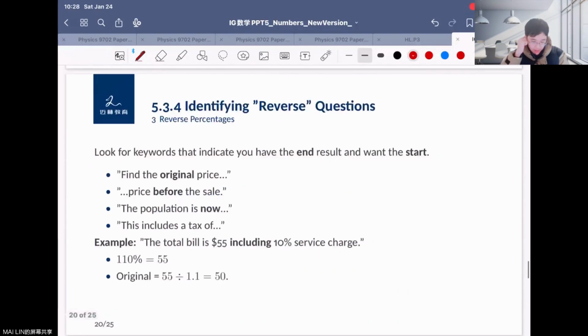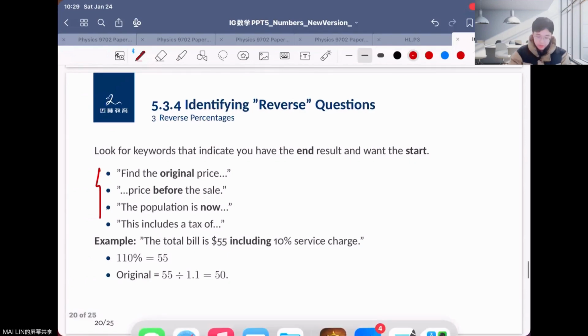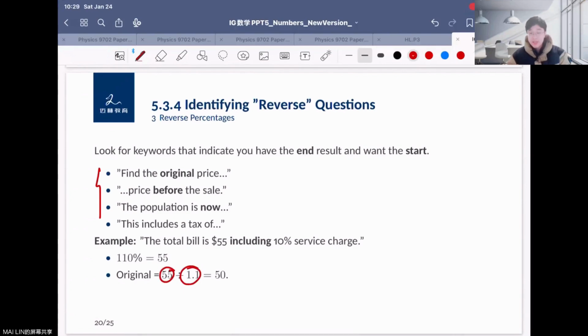You can identify reverse questions by keywords like original price, before that, and now, and they include a lot of text. For example, we have a bill that is $55 including 10% service charge. From the original price, we multiply by 100% plus 10%, which is 110%. So we use 55 divided by 110%, that is divided by 1.1, which equals 50. Like these problems.